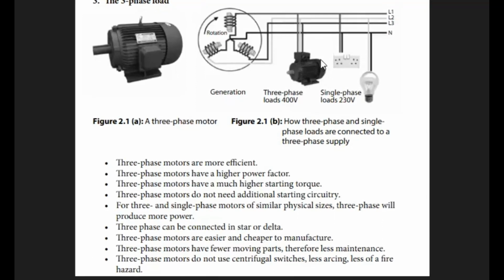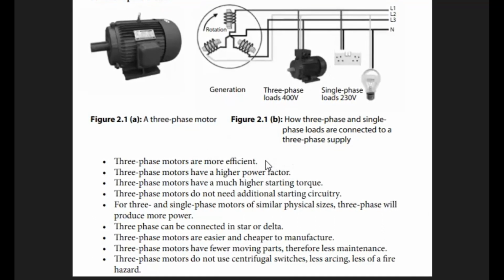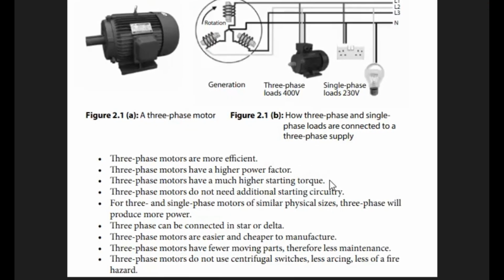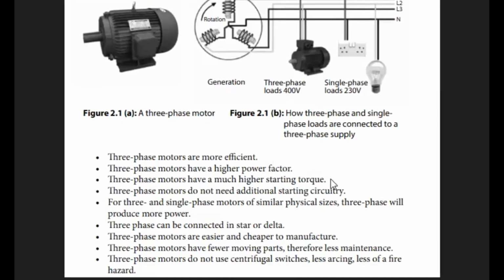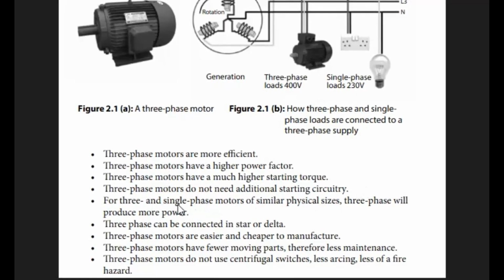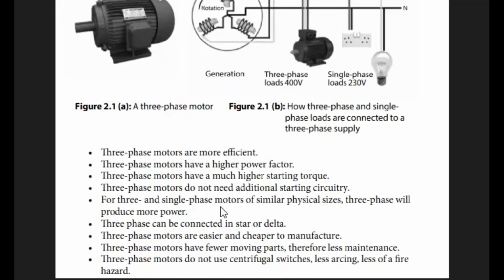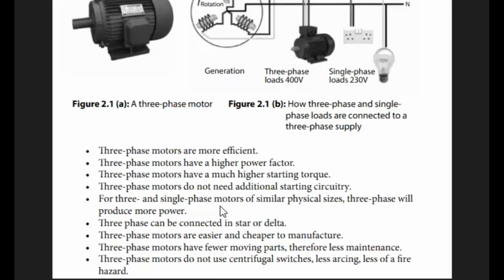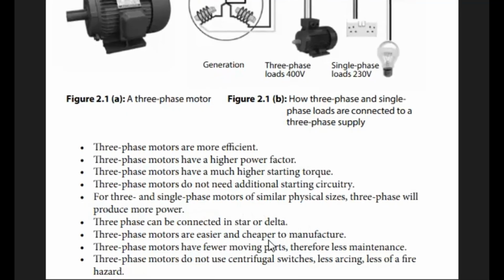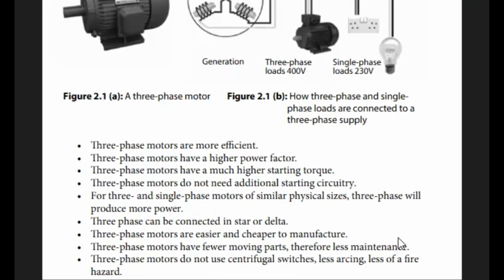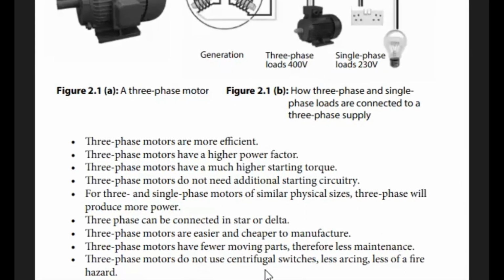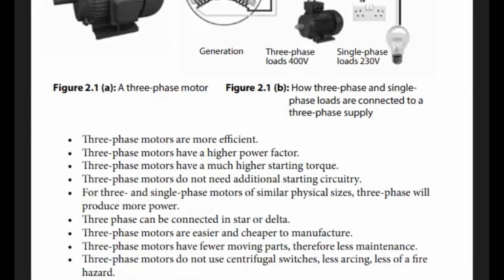Right, three-phase motors are more efficient. Three-phase motors have a higher power factor. Three-phase motors have much more starting torque. Three-phase motors do not need additional starting circuitry. For three-phase and single-phase motors of similar physical sizes, three phases will produce more power. Three-phase can be connected in star or delta. Three-phase motors have fewer moving parts and need less maintenance. Three-phase motors do not use centrifugal switches like we learned with the single-phase motors.